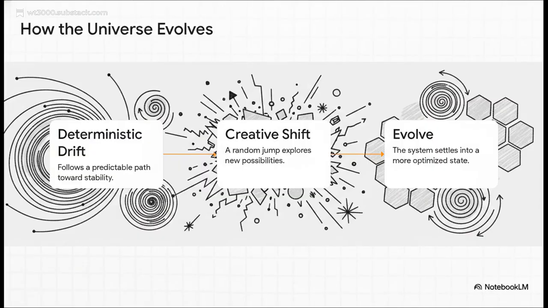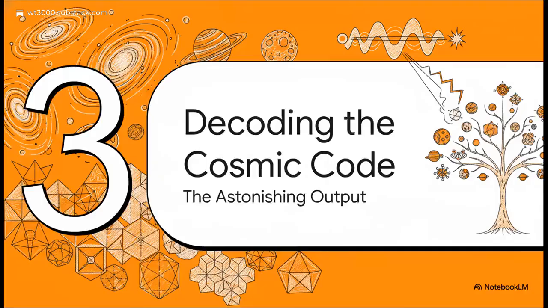And this whole evolution thing, it happens in a kind of three-step dance. First, the system follows a predictable path toward being more stable. That's the deterministic drift. Then there's a random creative leap, a creative shift that explores new possibilities. And finally, the system settles into a new, more optimized state. And then the cycle just repeats over and over again. So we have our basic algorithm, balance, stability, and novelty. But here's the real kicker, the million-dollar question. What happens when you just let that simple code run for billions and billions of years? What kind of universe does it actually build?